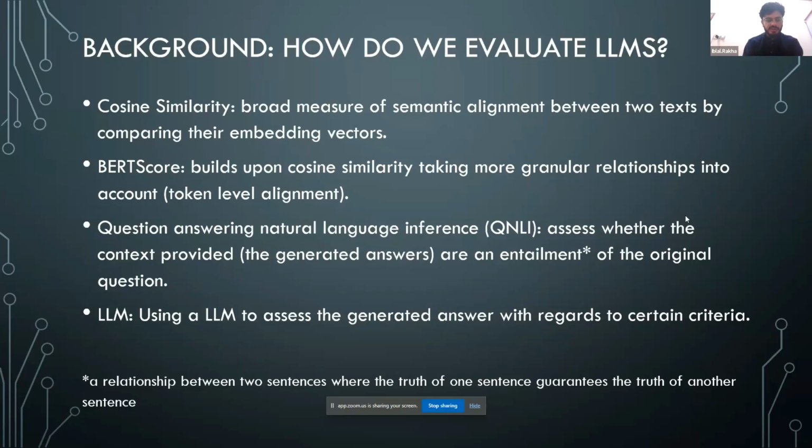So there are a number of different methods that we use. Cosine similarity to see what's the semantic alignment. Is there anything useful that we can extract from cosine similarities between a reference answer and an LLM generated answer? BERTScore, which builds upon cosine similarity, but looks at more granular token level relationships. QNLI, question natural language inference, which looks to assess whether there's entailment of the answer based on the question proposed. And then finally, actually getting a large language model itself to evaluate the answers produced by a large language model.